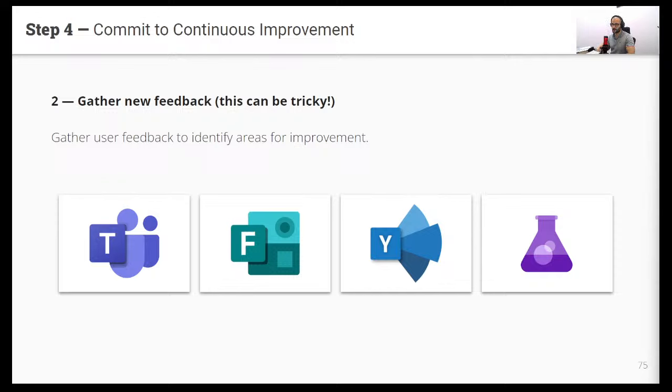For example, Teams, which is not the optimal one, but it's highly used. We can use Forms, we can use Yammer, which is some type of social platform for Microsoft products, and we can use Azure Test Plans as well. Now, I've worked with all these, and I know that they are a bit tricky to work with when it comes to getting the feedback.